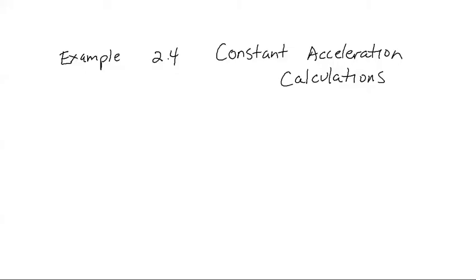This is example 2.4, and we're going to be calculating some values given a problem that has constant acceleration. Our problem states that a motorcyclist heading east through a small town accelerates at a constant acceleration of 4 meters per second squared. So I'm going to write down what we know. We know our acceleration is 4.0 meters per second squared. We know that his direction is east. I don't know if that's going to be germane to the problem, but we'll write that down anyway.